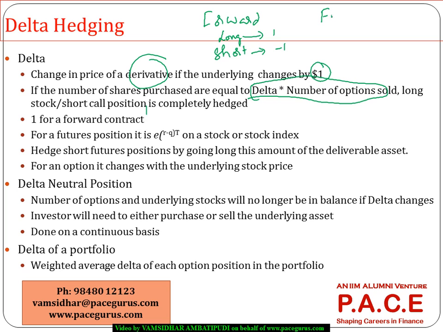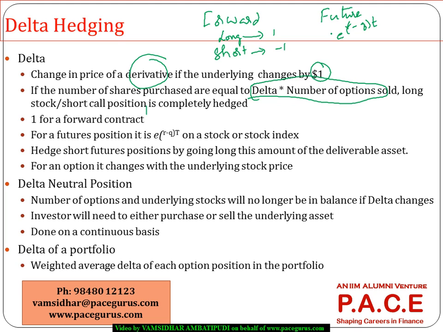For a future, the delta is always e power (r minus q) into t. Because it is going on a day-to-day settlement kind of a scenario. Because of that day-to-day settlement, instead of taking 1, we are looking at the delta as e power (r minus q) t. Q is a continuous dividend, especially for index futures. When we are taking the dividend on a continuous basis, instead of directly taking e power rt, we are removing the present value of the future dividend. And because the dividend is on a continuous basis, we are doing it as e power (r minus q) into t for finding out the delta for a future position.